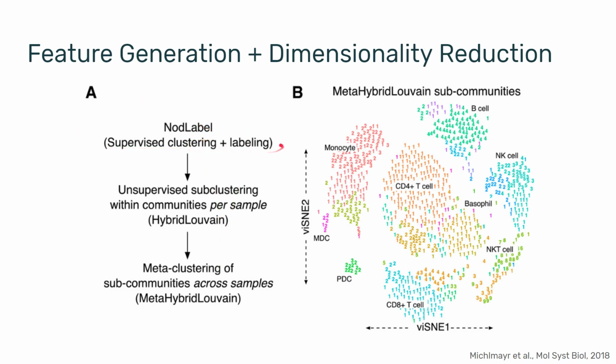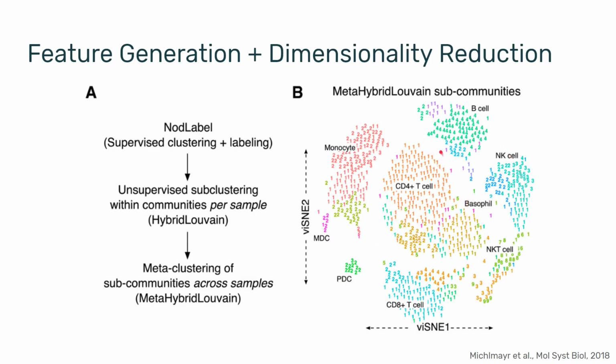that makes immunological sense. And what they've done here is they use a combination of methods. So first of all, they use this method called node labeling that starts from supervised clustering and then fits a logistic regression model to the supervised clusters, basically traditional gating. So they use that to identify the major components in the immune system, which are labeled here. So MDCs, PDCs, CD4 plus T cells, and so on.